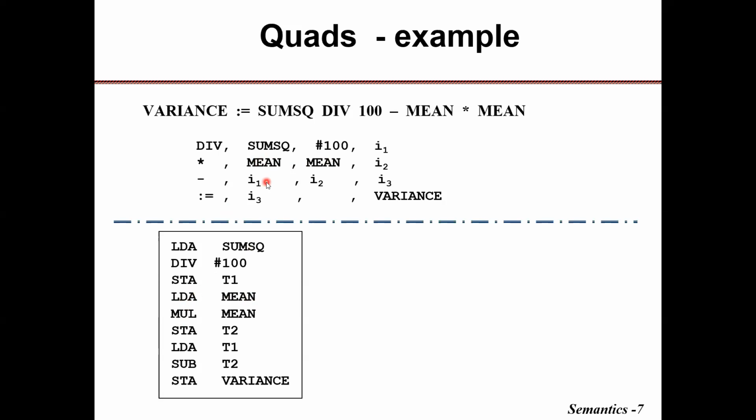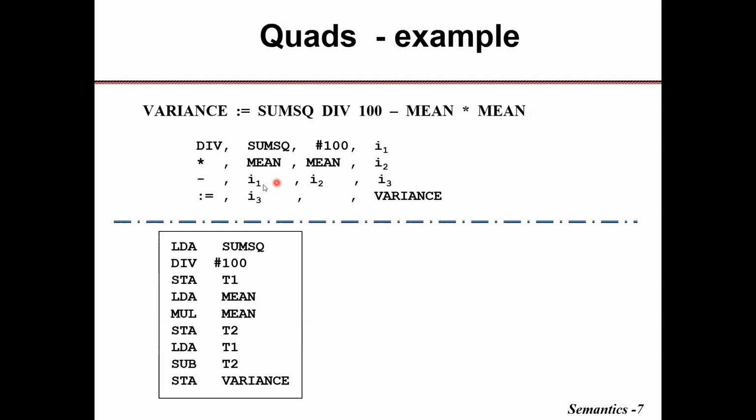And now we can do a multiply with the symbol mean. We have it right there. Again, we need to store that temporary value. So we need to do a store A function, storing the value that's in the accumulator register into location T2.